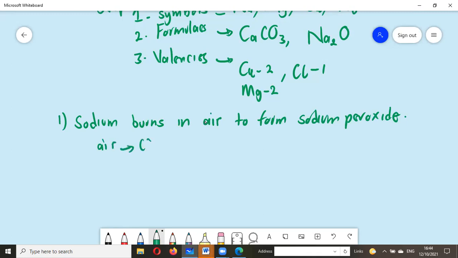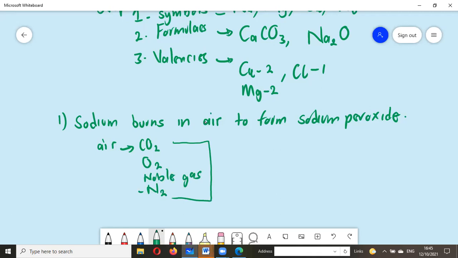We have carbon dioxide as a gas. We have oxygen as a gas. We have rare gases, those are the noble gases: helium, krypton, all those are noble. Then we have nitrogen. Now, among these gases, which one supports burning? Oxygen gas. Therefore, sodium will be reacting with oxygen.